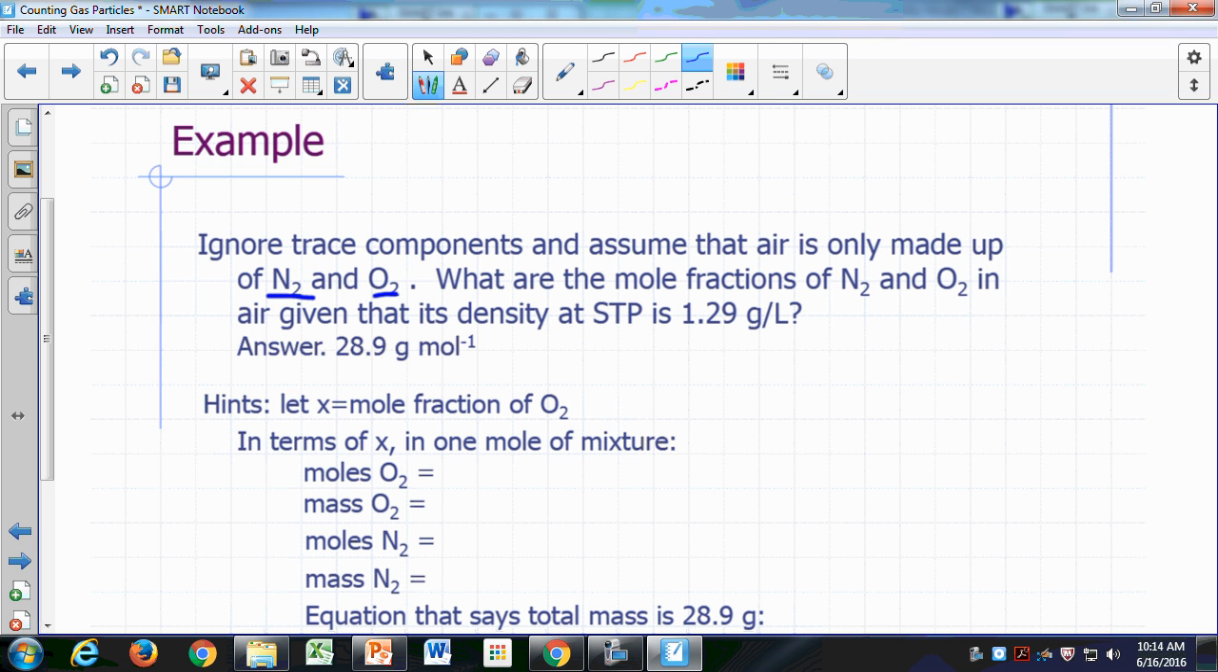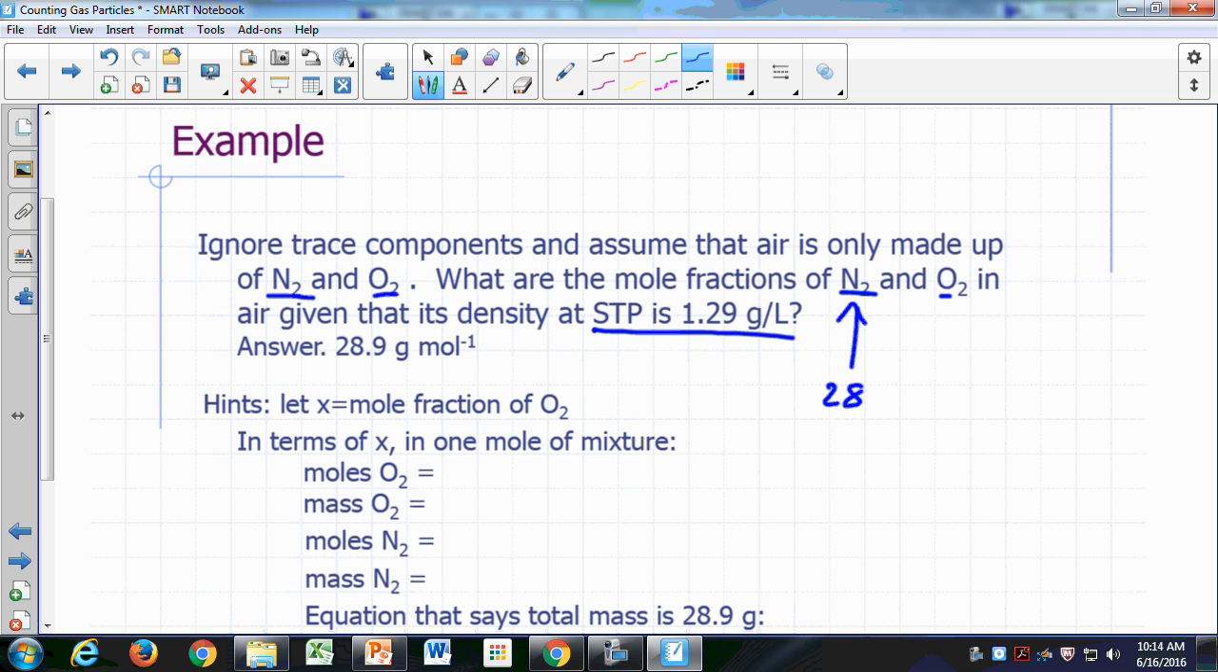Let's see if we can figure out the composition of air based on the known density of air at STP, which is 1.29 grams per liter. So let's figure out what the mole fraction of N2 and O2 are. The way we do this is first we figure out what the molar mass of air is. The molar mass is going to be the average, given that it's not going to be all N2, it's not going to be all O2.